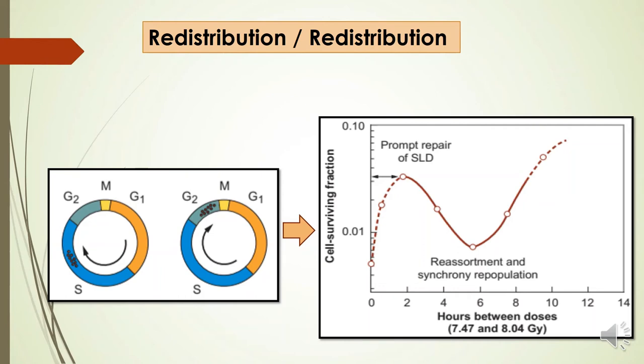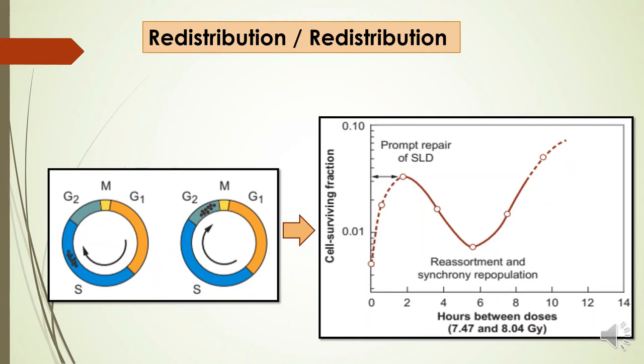Now I will explain redistribution. Cells exhibit differential radiation sensitivity while in the different phases of the cell cycle. Cells in mitosis are more sensitive to DNA damage, and cells in late S phase are the most resistant. With multiple doses, cells move into a new phase of the cell cycle that is sensitive.